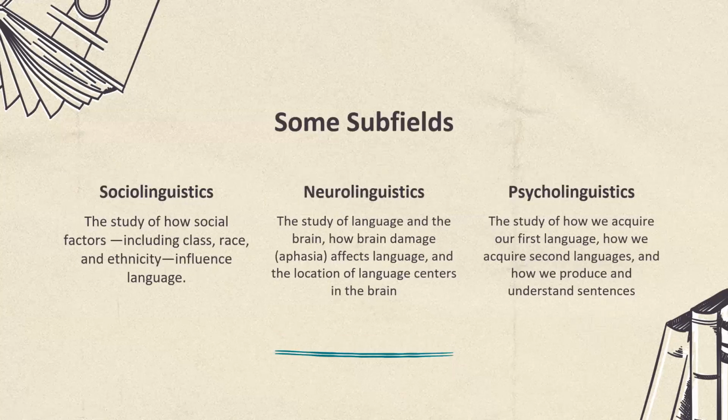Neurolinguistics. Okay, this is a combination of two things: the study of language and the brain, and how brain damage, aphasia, affects language and the location of language centers in the brain. I think we took aphasia in Oral 1, with Dr. Abd Rabbo. It is partial loss of memory.